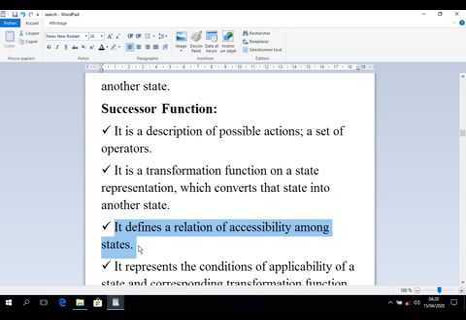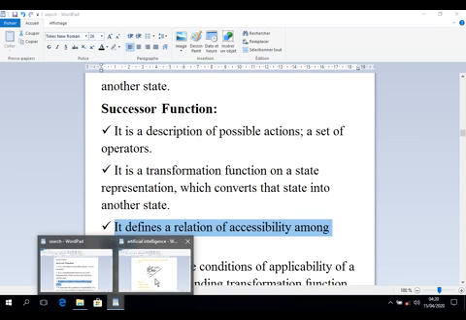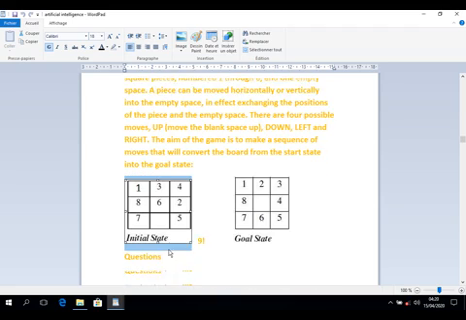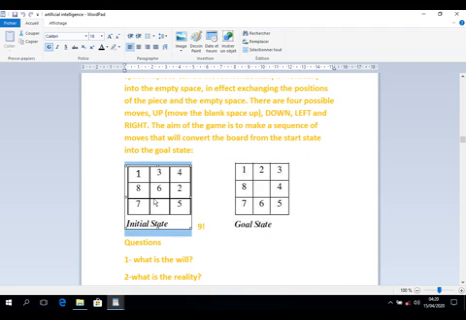So a successor function is a transformation function on a state representation. So a function that transforms a state to another state. Is it okay? So it converts a state into another state. It defines a relation of accessibility among states. Accessibility.